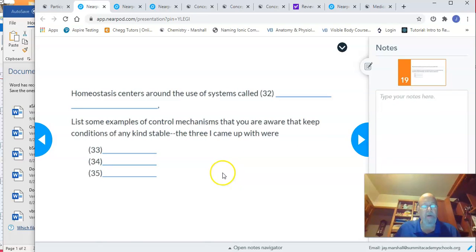And I first want to tell you that this involves the use of some special systems. And these special systems are called homeostatic control mechanisms. Homeostatic control mechanisms. So what are some examples of homeostatic control mechanisms that you're aware of that function in our house or around the environment? I can think of several. The main one is a thermostat. Okay, a thermostat keeps our temperature in the house stable.